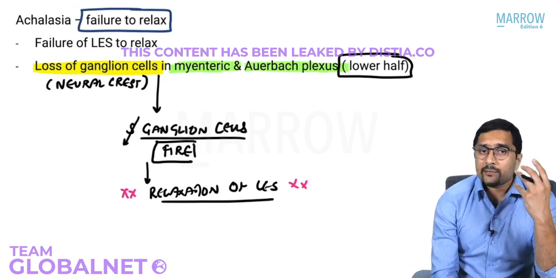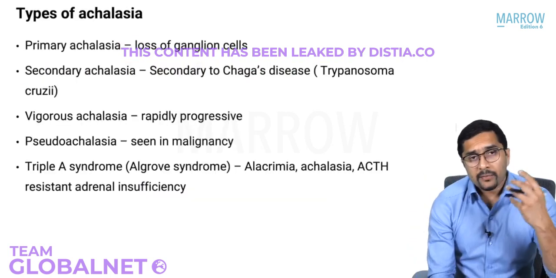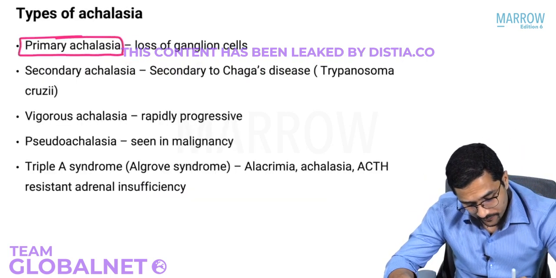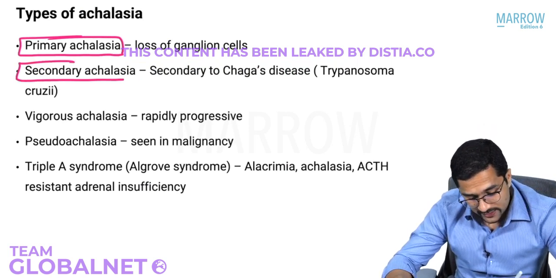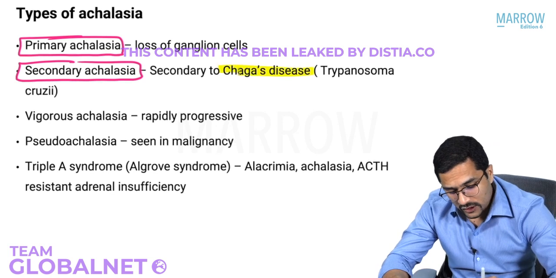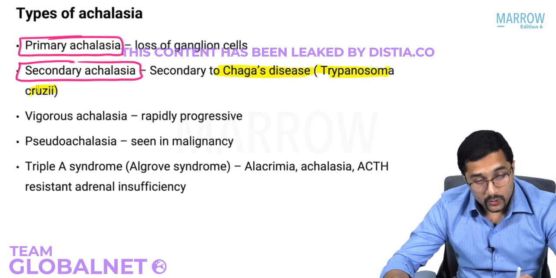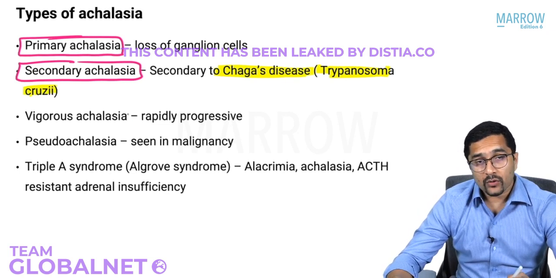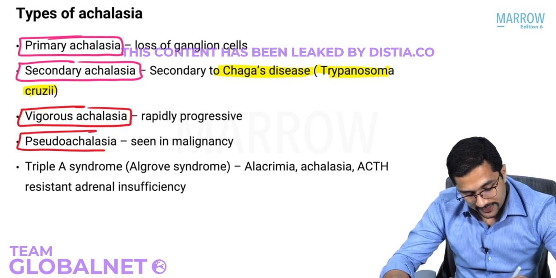Now, there are various types of achalasias, and these have also been asked in the exam. Primary achalasia is when there is loss of ganglion cells. Secondary achalasia can be seen secondary to Chagas disease. This has also been asked in the exam. Chagas disease is seen in South America due to Trypanosoma cruzi infection. Vigorous achalasia is a rapidly progressive achalasia. Pseudoachalasia is seen in cancer.